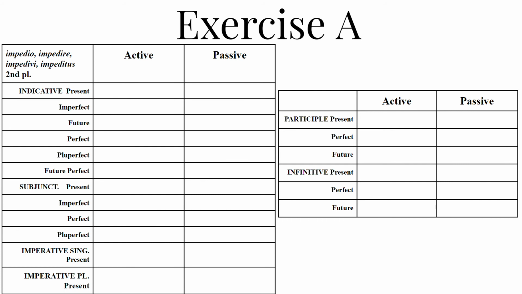For the imperative singular active, impedi. Second principal part, chop off the re: impedi. For the plural, add te: impedite. For the imperative singular passive, impedire. And for the imperative plural passive, it's the same as the present passive up here, because it's the second person plural present passive indicative. So impedimini.